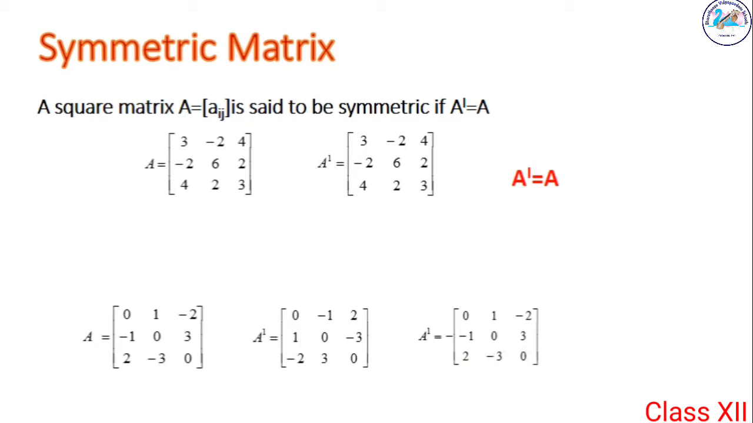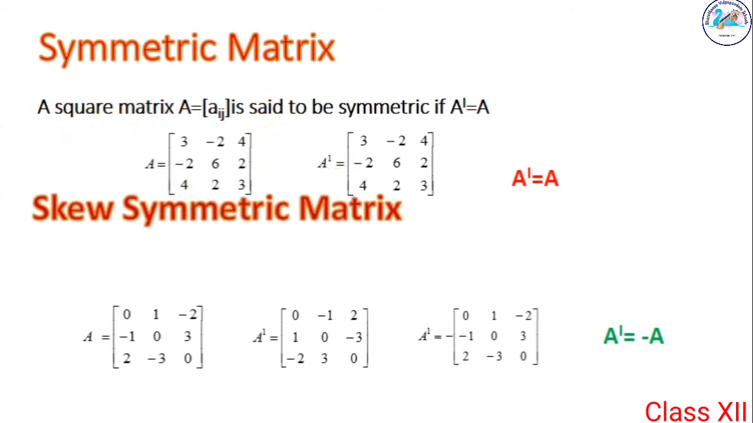Now you check this A transpose matrix and this A matrix. When you check 0 1 minus 2, A also has 0 1 minus 2 in the first row. So both have the same elements. Since both have the same elements, we can tell that both the matrices are equal. That means A transpose is equal to, with the minus sign outside, minus A. So the conclusion is A transpose is equal to minus A.